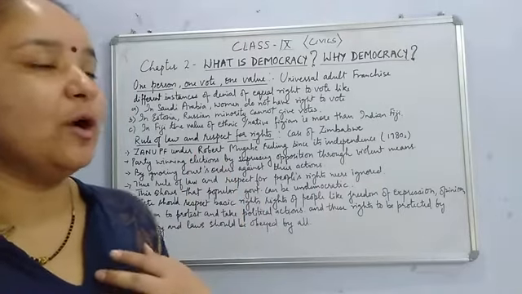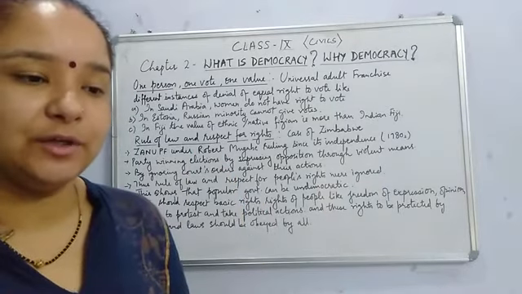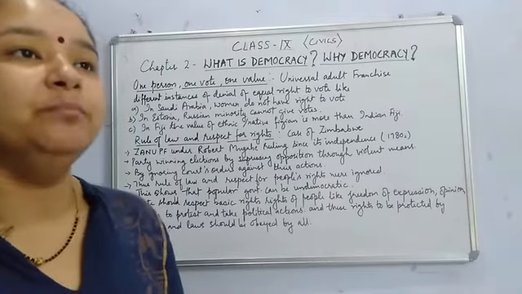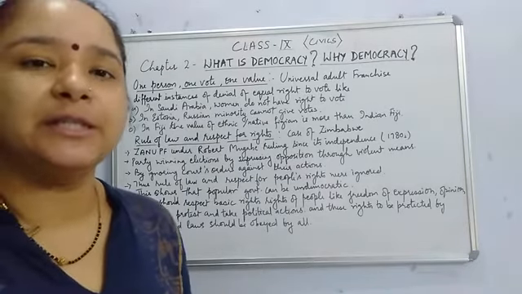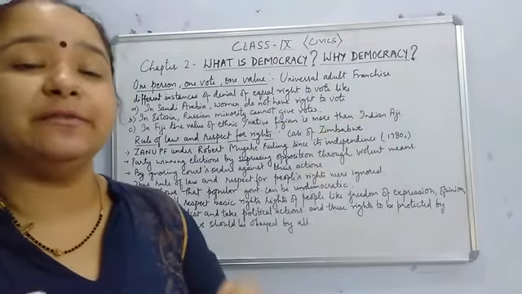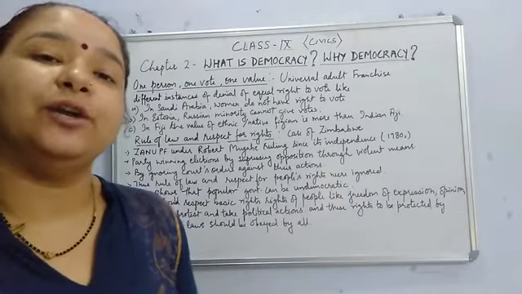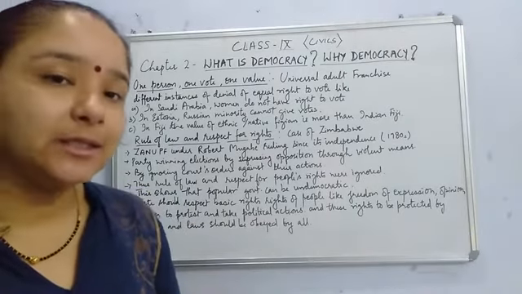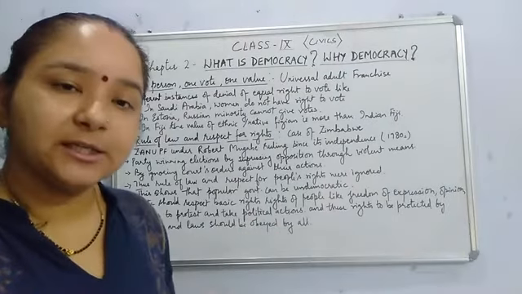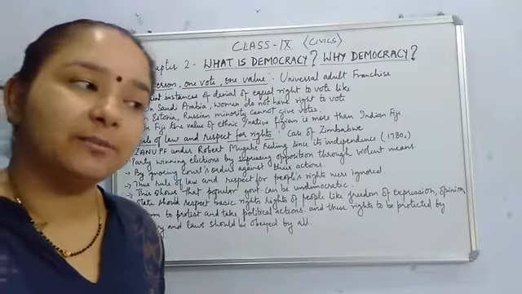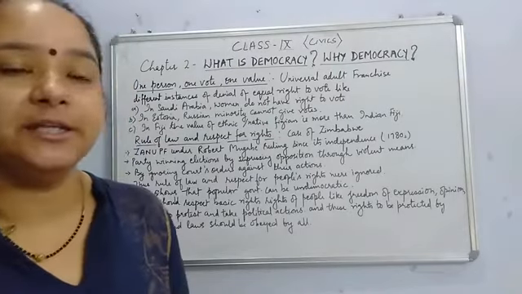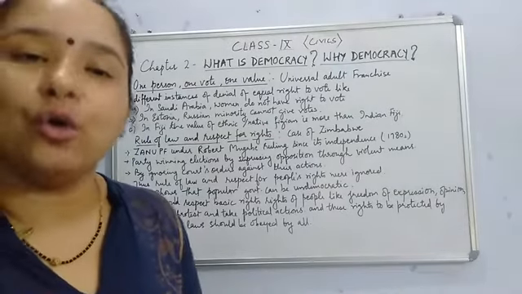And when we talk about equality as a key feature of democracy, then it emphasizes the political right of every citizen. That is, universal adult franchise means every citizen should have the right to vote, the right to elect their representatives, right? But I'll be discussing some nations where the right to vote is still denied, still not given to all, right?